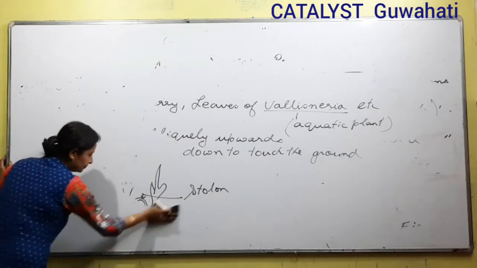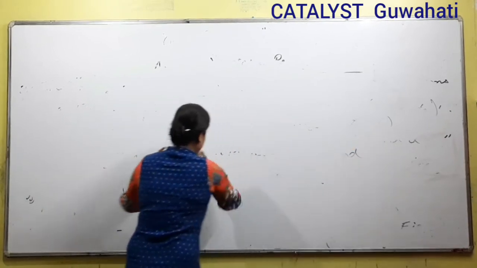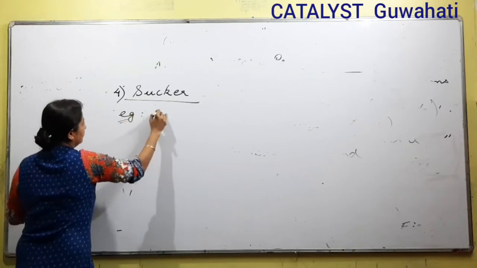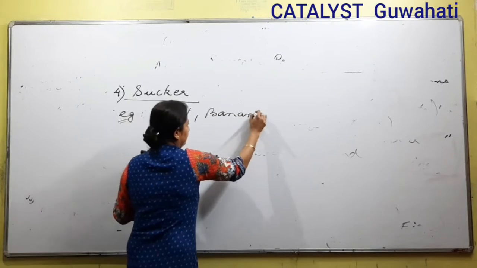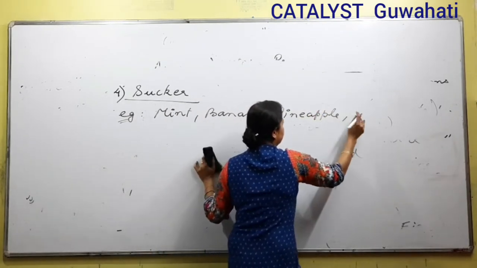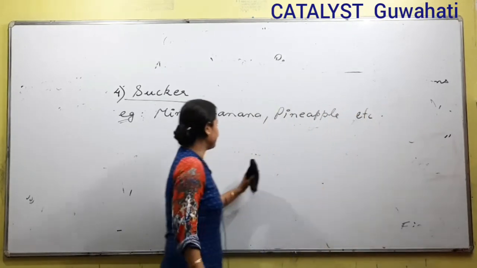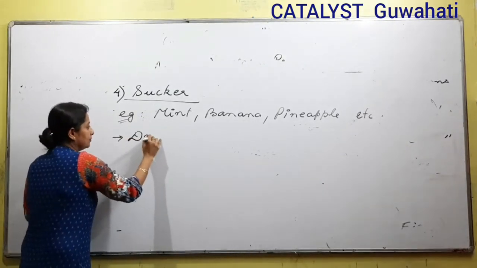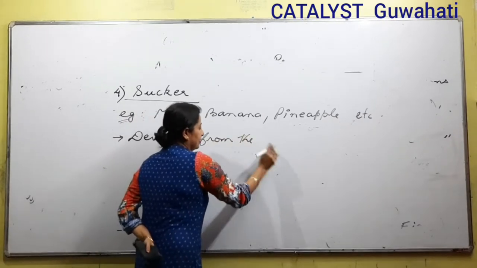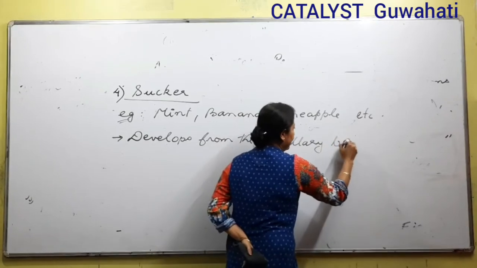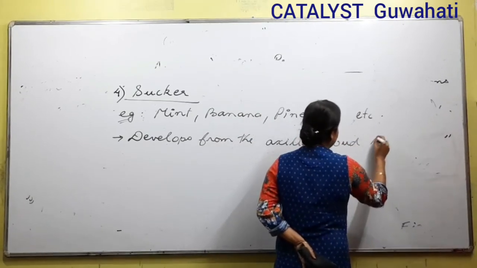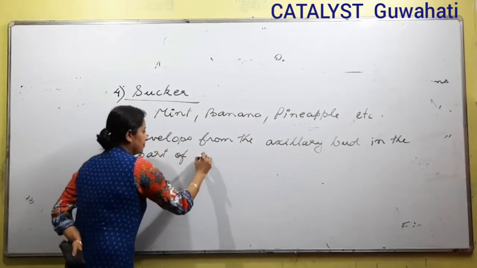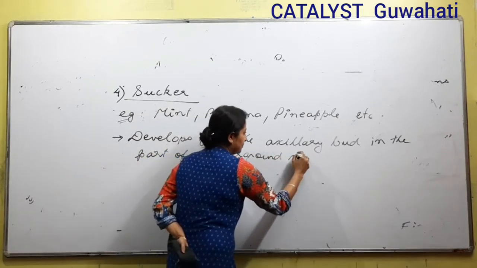Next we come to the last one, that is called sucker. Examples of sucker: mint, banana, pineapple, etc. Right? What we know about sucker is that this type of stem develops from the axillary bud in the part of the underground stem.